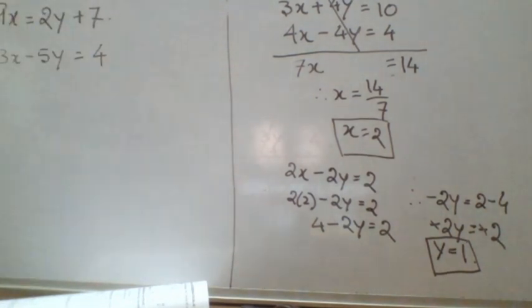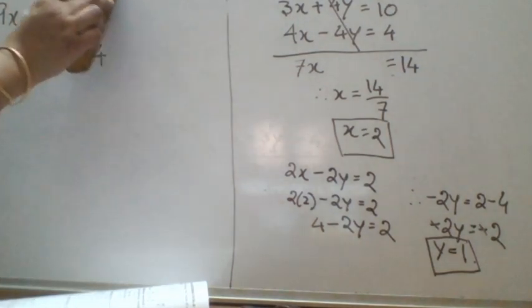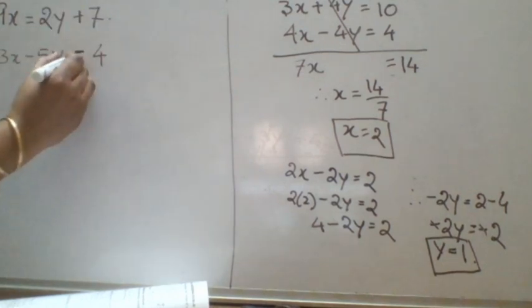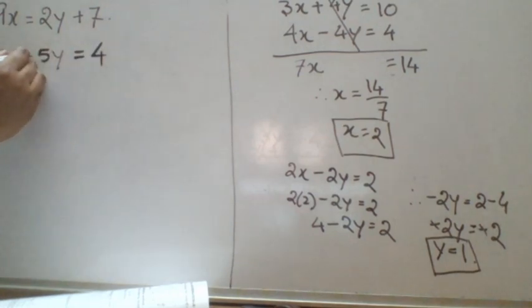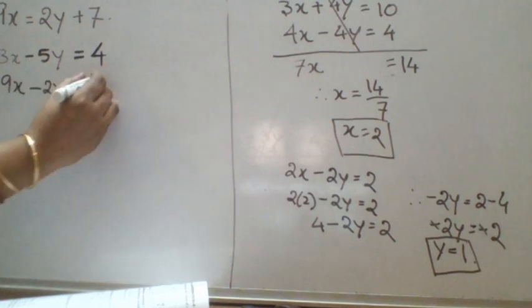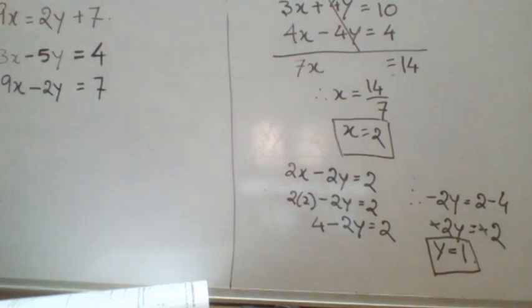So what you do, either you take it to the other side, or you let it be on the same side, both are the correct way of doing it. So this is it. Now the other one, you write it as 9x, and this is plus 2y, bring it to the other side. So this is minus 2y, and 7, let it be on the right hand side.